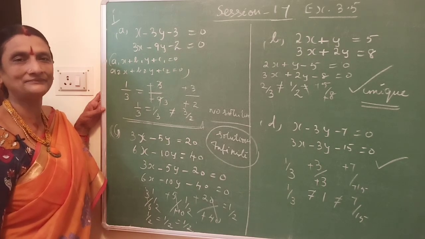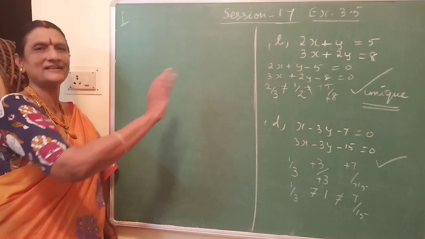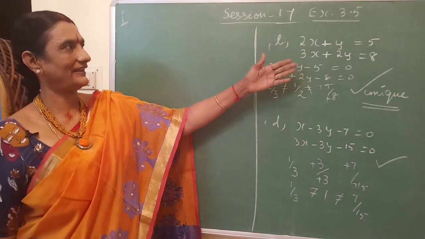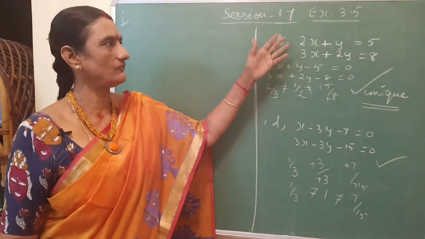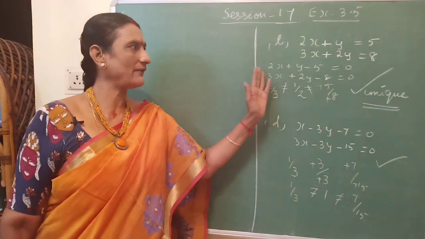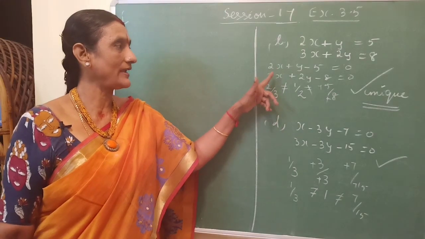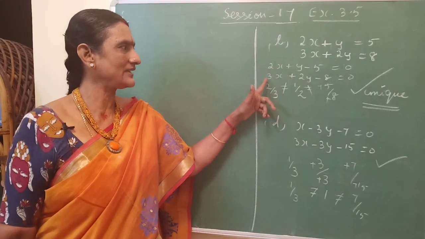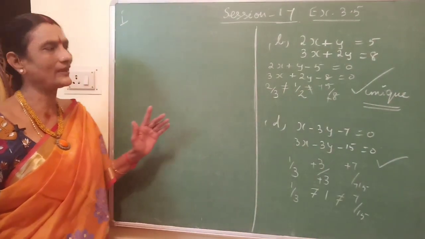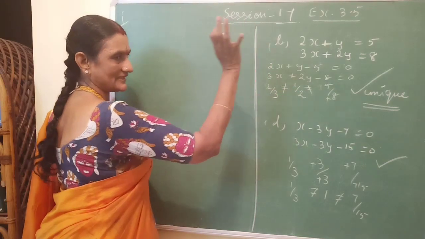Are you ready? So we will take up the second subdivision. The equation is already written there. 2x plus y is equal to 5. 3x plus 2y is equal to 8. Now I have made it into the standard form. 2x plus y minus 5 equals 0. 3x plus 2y minus 8 is equal to 0. Okay. Now we have got this is A1, A2, B1, B2, C1, C2.